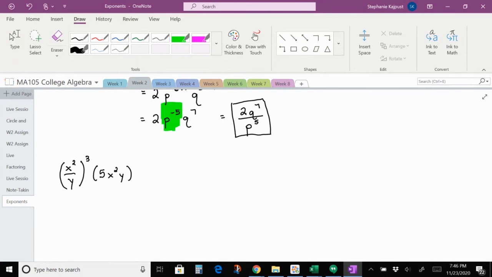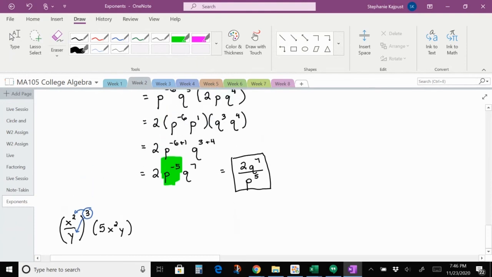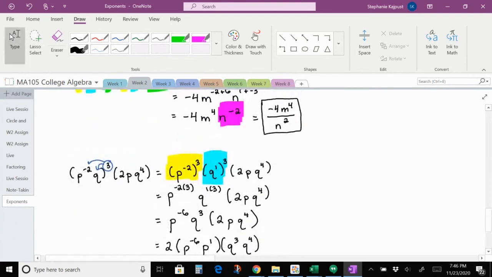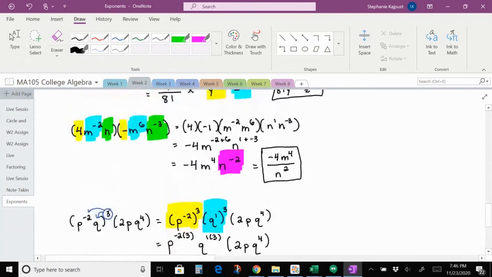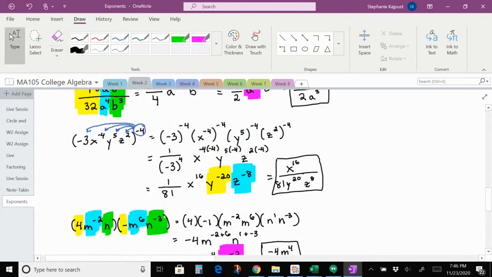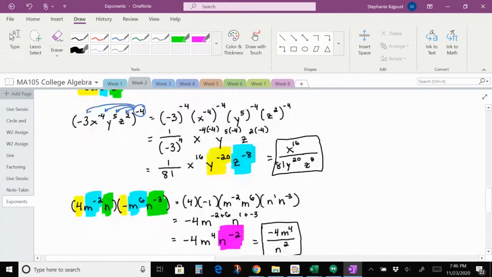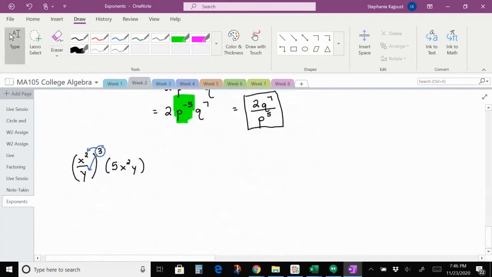When you have an exponent on the outside of a fraction, and it's got a set of parentheses, it distributes just like on the previous problems, but it makes sure it goes to the top and the bottom. So on these two examples, they were all multiplied together and it distributed everything. It's the same thing whether they're multiplied or divided. You distribute that exponent.